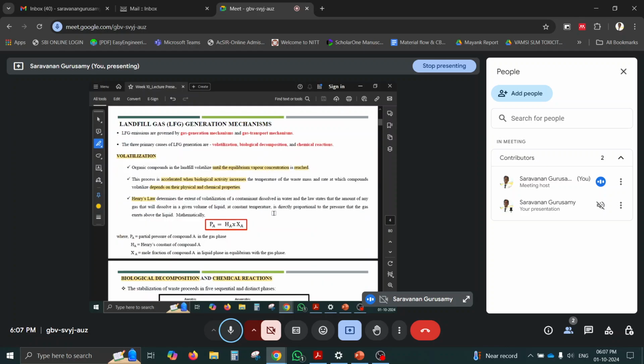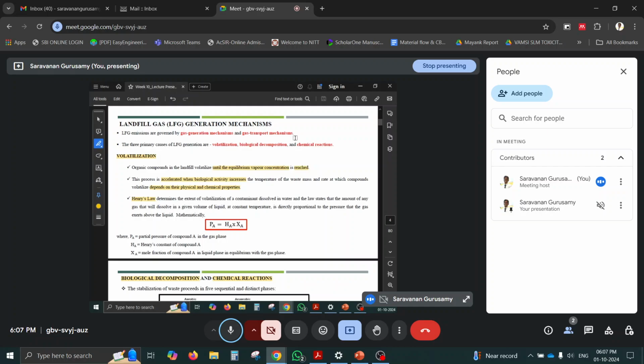So we are going into landfill gas. Landfill gas is governed by two mechanisms: one is the gas generation mechanism, another one is the gas transport mechanism. Three major causes of landfill gas generation are: first volatilization, then biological decomposition, then chemical reaction.